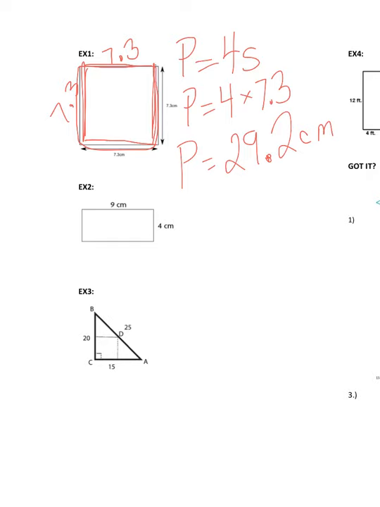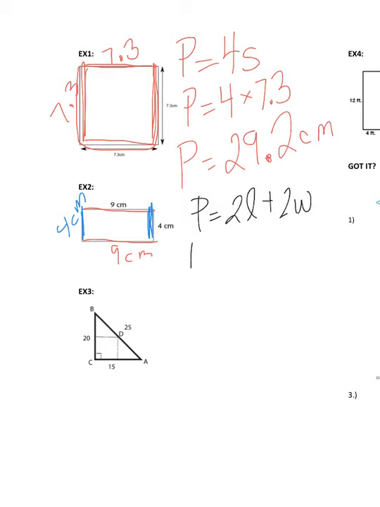And in example number 2, we have a rectangle. And we know it's a rectangle because the side lengths are different. So we have 9 centimeters on the top, which means that 9 centimeters is also going to be on the bottom. Then we notice that it's 4 centimeters on the right, so that means it's going to be 4 centimeters on the left. So since each of the 2 sides have a different measurement, we know this is a rectangle, and it would follow the perimeter formula of perimeter is equal to 2 times length plus 2 times width.